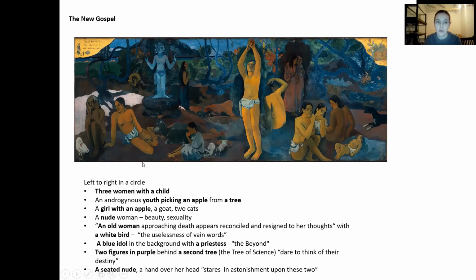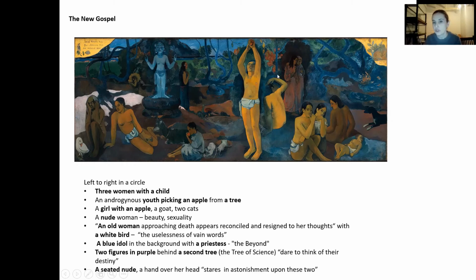And then you have to go backwards in a circle to come to this blue idol in the background. There is a priestess next to it. This is actually Hina, the goddess of the moon, who asks the Tefatu, or the head deity of Tahitian pantheon, for humanity's immortality, and she is refused. So Gauguin describes this as the beyond. And then we move by peacock. Peacocks are symbols of immortality.